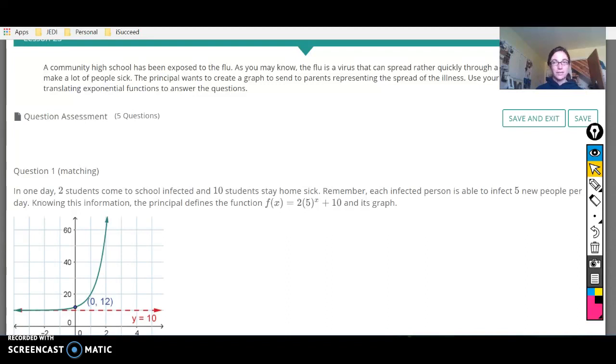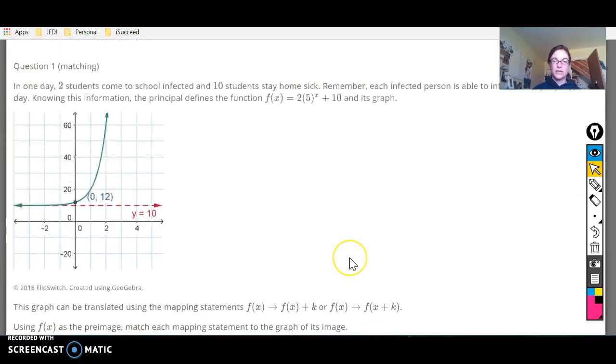So we're still dealing with this high school that's been exposed to the flu and a principal trying to relay that information to families. So question 1, we have in one day 2 students come to school infected and 10 students stay home sick. Remember, each infected person is able to infect 5 new people per day. Knowing this information, the principal defines the function f of x equals 2 times 5 to the x power plus 10 and its graph. Okay, so this is our initial graph.